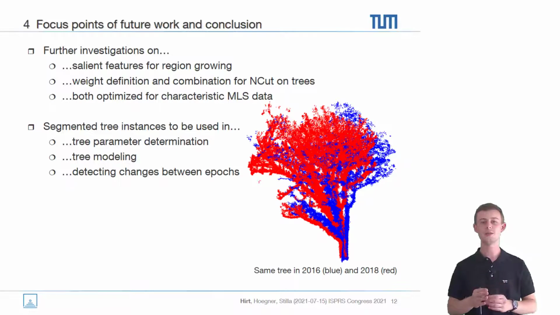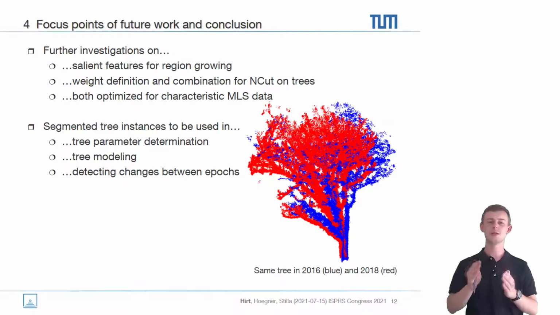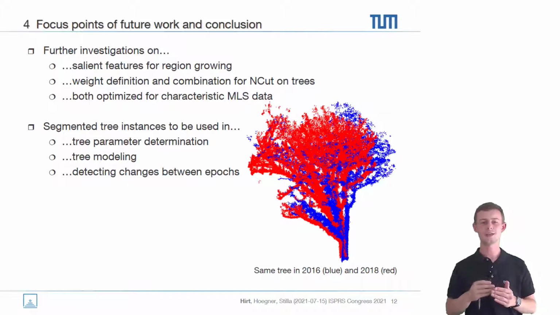Like we see here, that is the same tree, 2 years apart. It seems to have tilted, and this is an indicator that its structure has weakened. Also, today in 2021, this tree doesn't exist anymore. So with this practical application, I would like to close this talk.